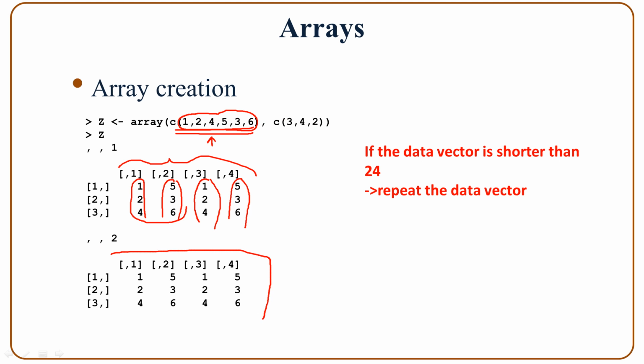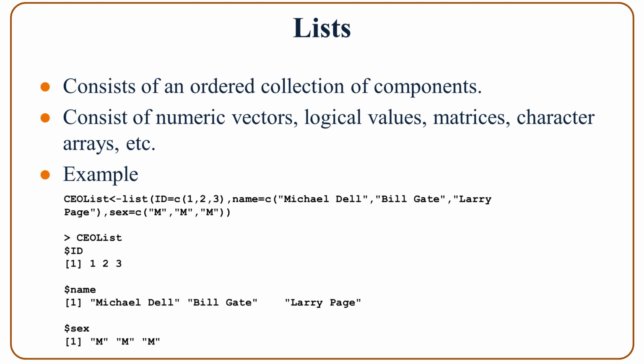Next, we talk about lists. A list consists of an ordered collection of components. A list may consist of numeric vectors, logical values, matrices, character arrays, etc. In the first example, we call the list function to create a list with several components: ID, name, and sex. So there are three components, and the list is stored in CEO list. And if you type in CEO list and enter, it shows you all the components.